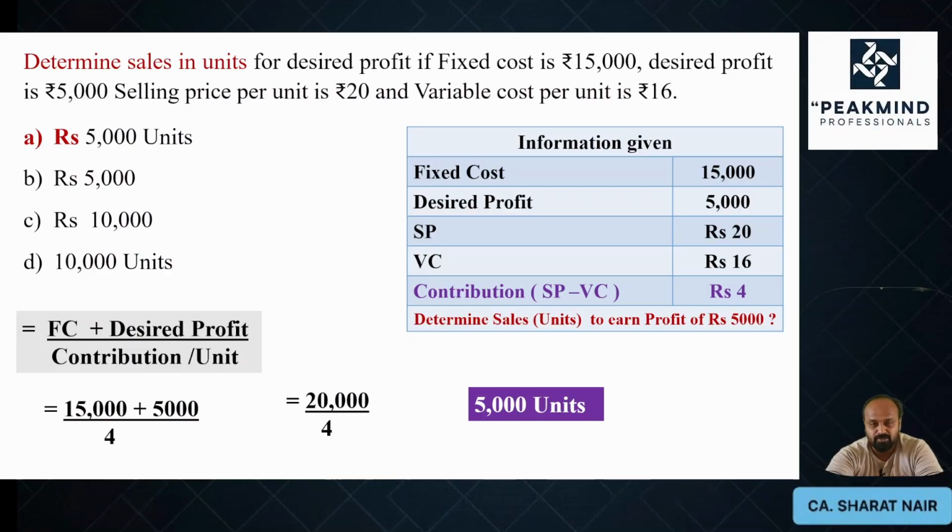Now in this MCQ of the institute, there are certain mistakes in some places. Here in this, they have mentioned rupees 5,000 units under option A.